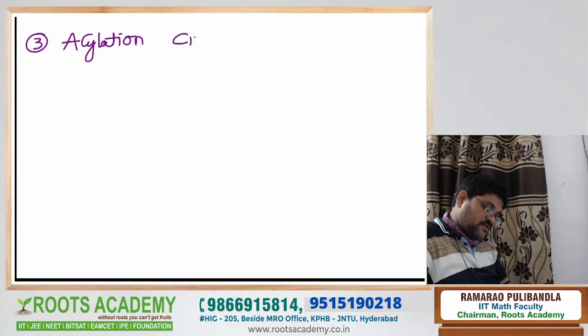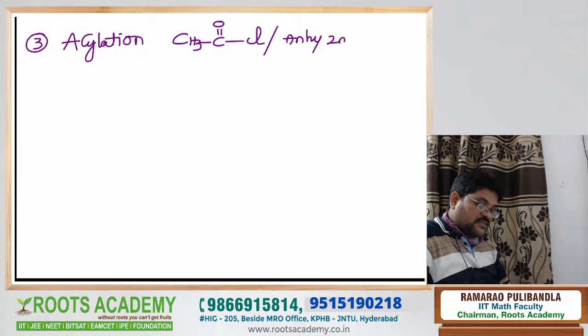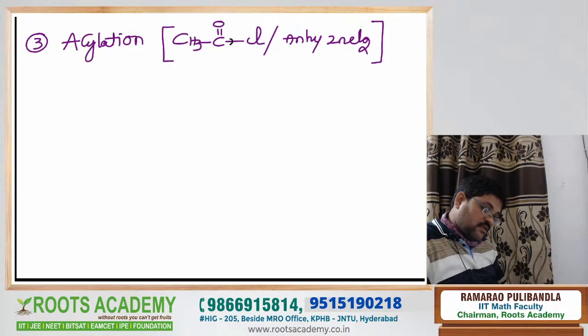For acylation, we can use what? Acetyl chloride. What is acetyl chloride? CH3COCl, in the presence of anhydrous ZnCl2 as the catalyst. Again, the same explanation. Because of the electronegativity difference, the chlorine is removed as Cl minus.